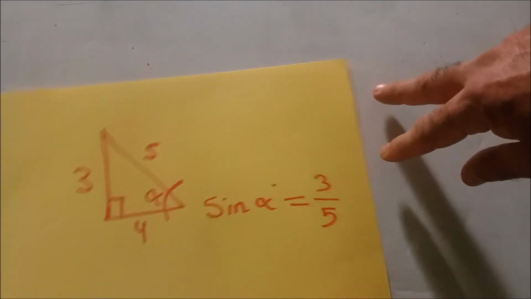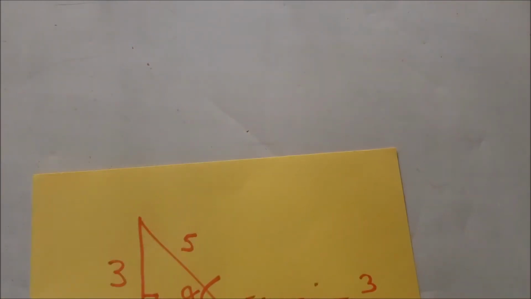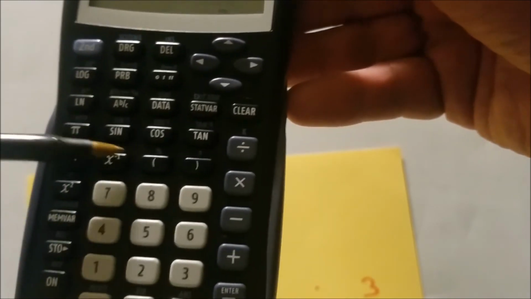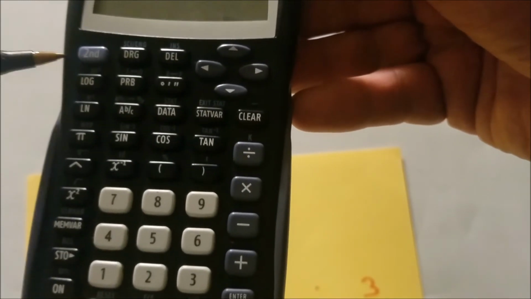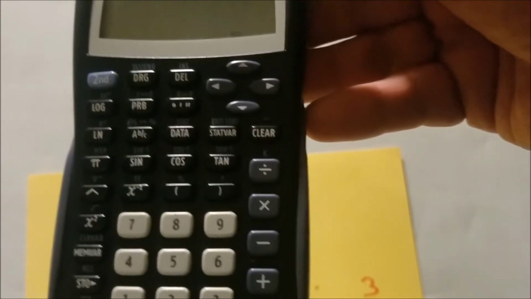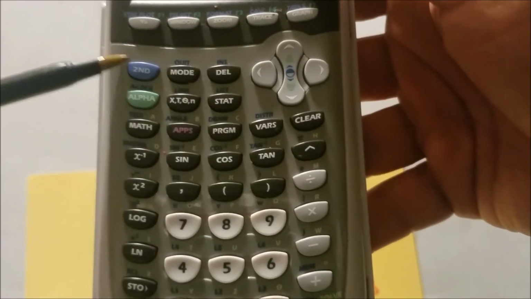Okay, so let me show you the calculator now. Let's bring the calculator over here. Now to get the degree, let's look at this calculator. We're going to press second, and then we're going to press sine. Second, sine. Usually in any calculator, like let's say you use the 84, second and sine are in the same location. So we're going to press second, sine.